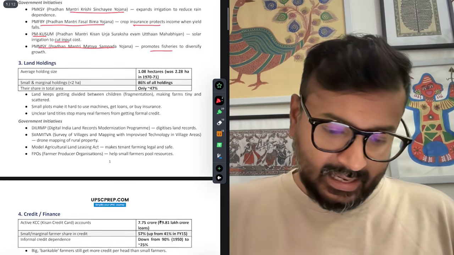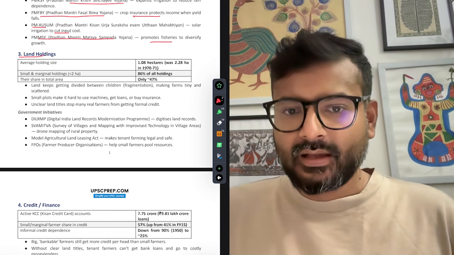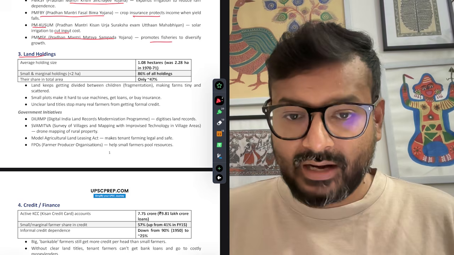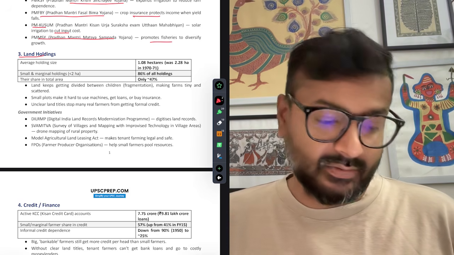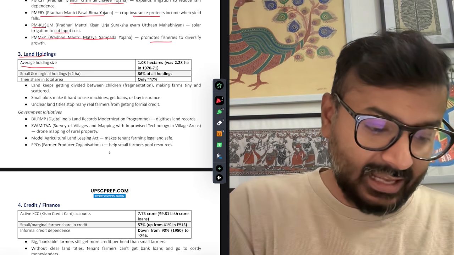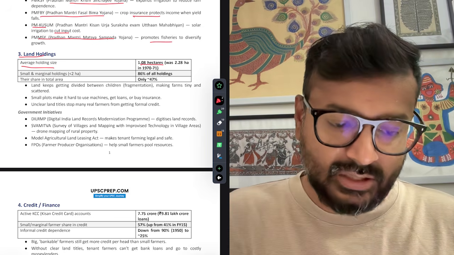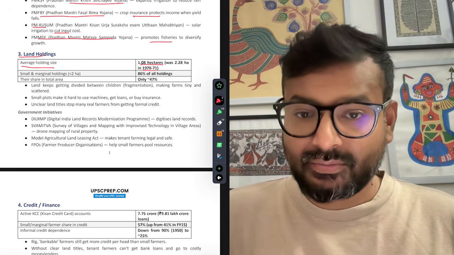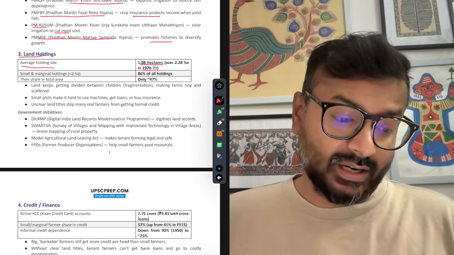Okay. Next, let's talk about the land holdings. Now, land holding is a very important part of agriculture because the amount of land you hold is directly proportional to how much productivity that particular farmer can achieve. Okay, and here we see that the average holding size in India is very small. It is 1.08 hectares. Now in 1970-71, this used to be 2.28 hectares. So the average land holding has decreased by more than half.